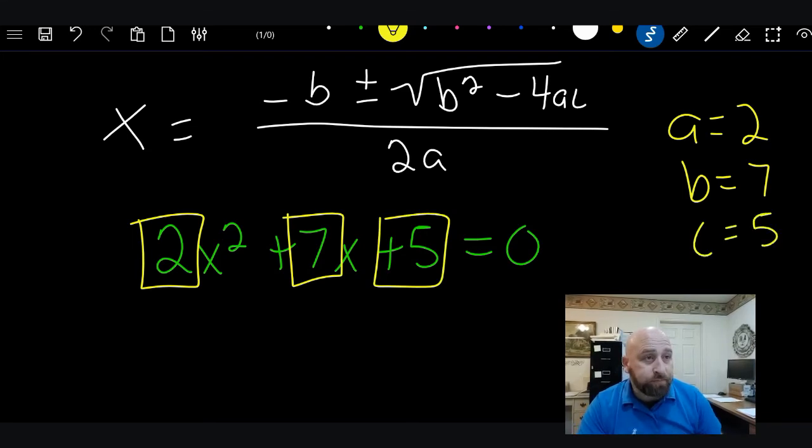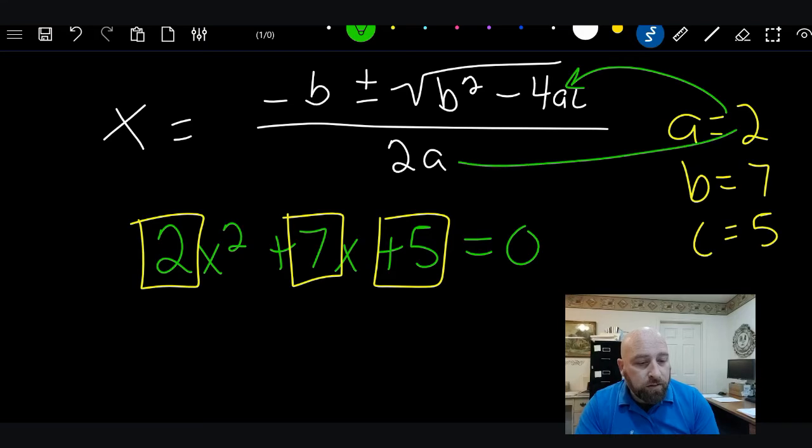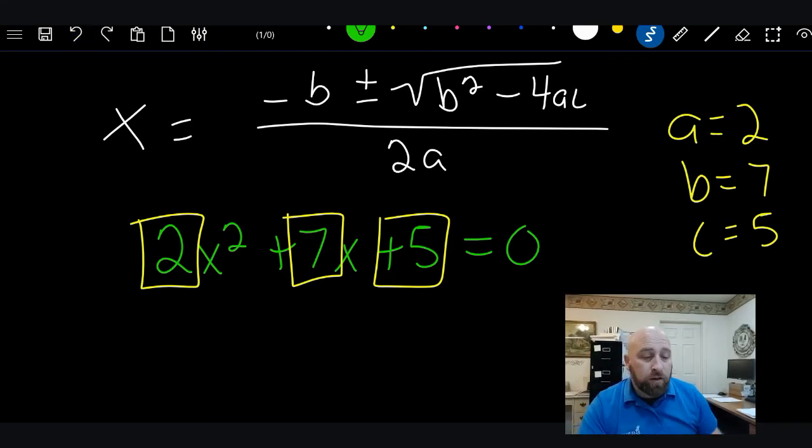C equals 5. Now what we're going to do is everywhere in the quadratic formula that you see an a, we're going to substitute in the number 2. Everywhere that you see a b, we're going to substitute in the number 7. Everywhere you see letter C, we're going to substitute in the number 5. That's all we're going to do, and then we're going to solve it. Okay, so let's go ahead and rewrite this thing. I'll put it right down here.